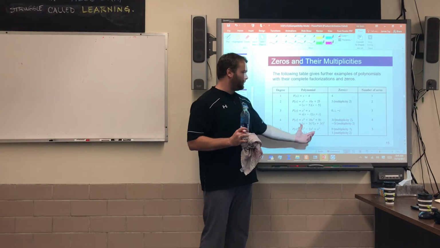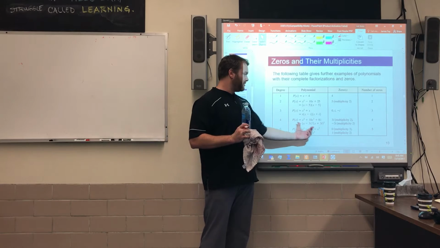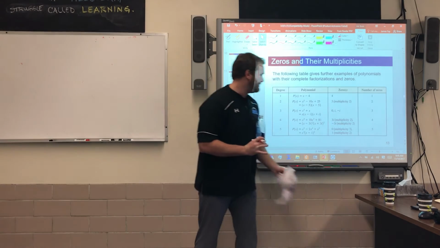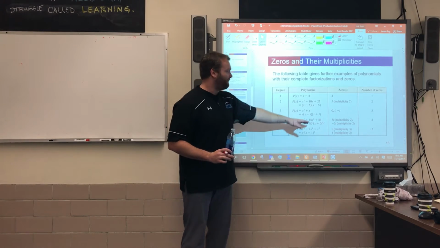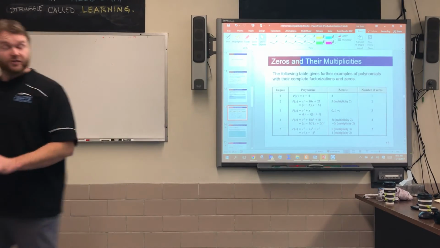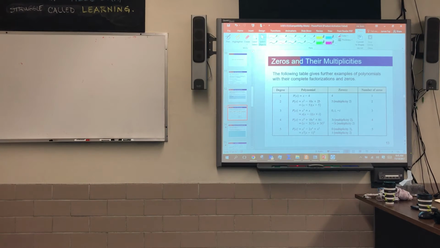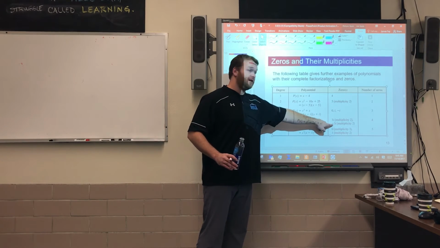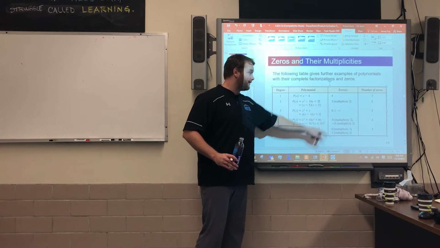Multiplicities can occur, again, with your complex numbers. You see here with this function, x to the fourth plus 18x squared plus 81, we have factors (x minus 3i) squared and (x plus 3i) squared. So you see that 3i has a multiplicity of 2, and negative 3i has a multiplicity of 2 as well. But also pay attention to the fact that 3i's conjugate is negative 3i, right? So they came together.